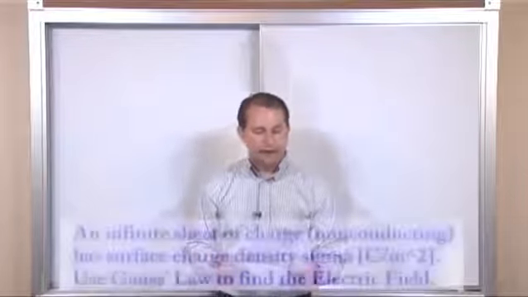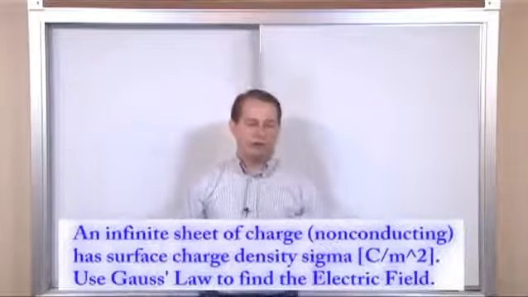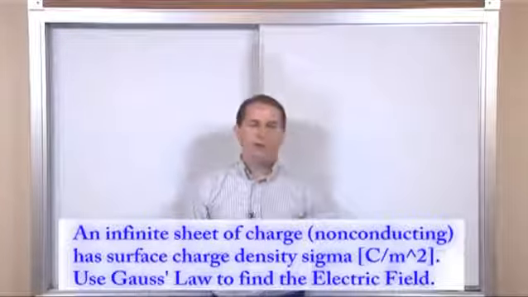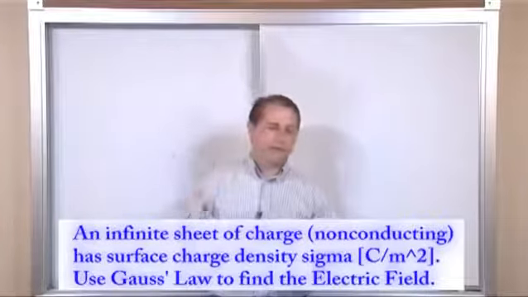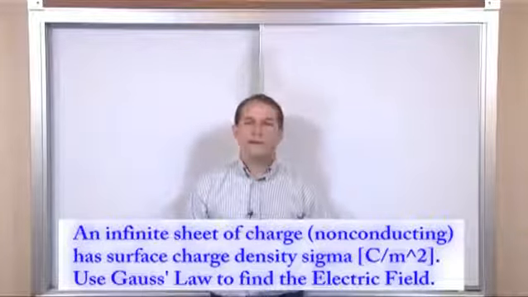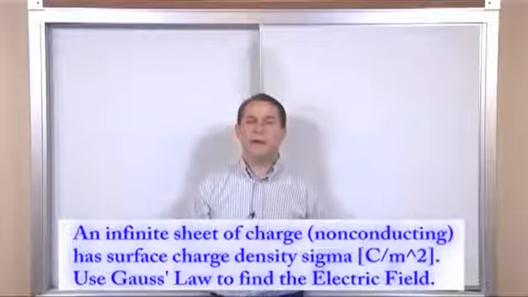The first problem says an infinite sheet of charge, a non-conducting sheet of charge, has a surface charge density of sigma, which is in coulomb per square meter, just like it always is. Use Gauss's law to find the electric field a certain distance away from that sheet.